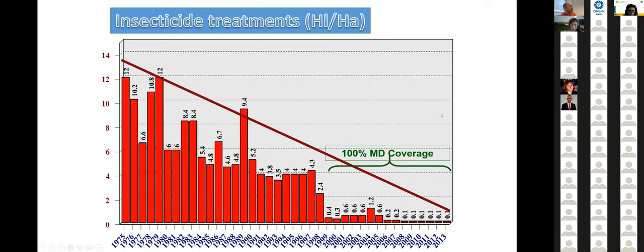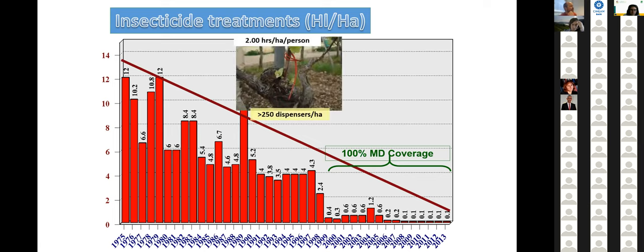And you can see this is the trend. When we reached 100% coverage of mating disruption, the use of insecticide treatments drastically reduced and basically was absent starting from 2000-2002. But then one can say, okay, you solved the problem of the use of chemicals in this area. And this is not true.